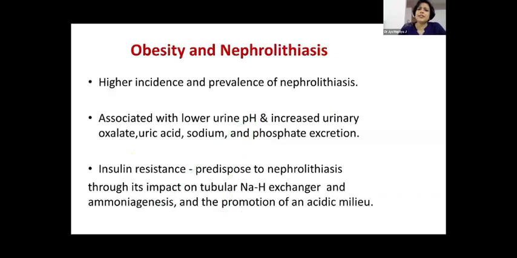Now, a word on obesity and nephrolithiasis, which Sir already discussed. There is higher incidence and prevalence of nephrolithiasis in obesity. In obesity, there is lower urinary pH and increased urinary oxalate, uric acid, sodium, and phosphate excretion. And another reason is insulin resistance predisposes to nephrolithiasis through its impact on tubular sodium hydrogen exchanger and ammoniogenesis and the promotion of an acidic milieu.